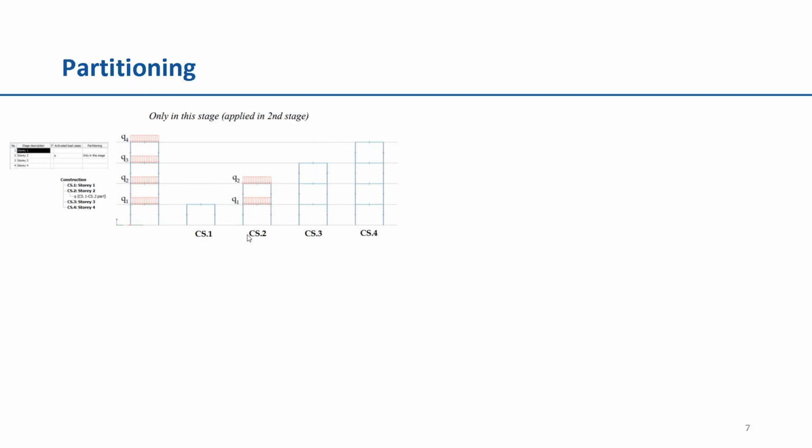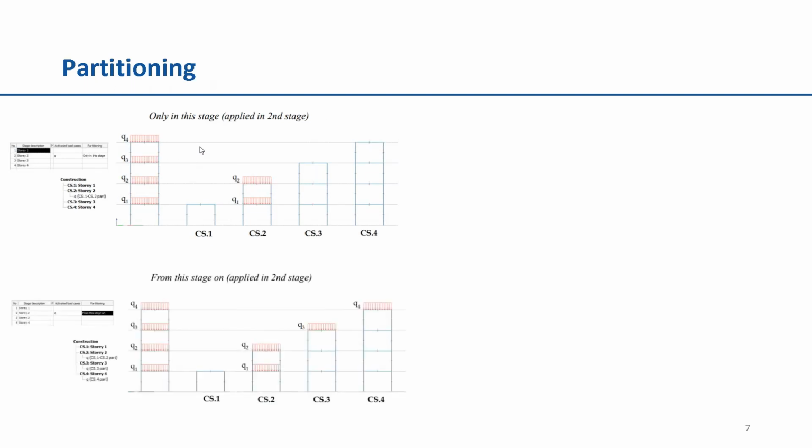In this case, the program will apply Q1 and Q2 in construction stage number 2, but no other loads in future construction stage or previous construction stages. So in this case, it won't include the whole load Q4, 3, 2, and 1, only 1 and 2. And this is because I selected it to apply on story number 2, as you can see here. So this is only in this stage, partitioning option.